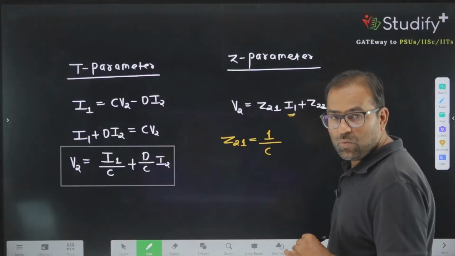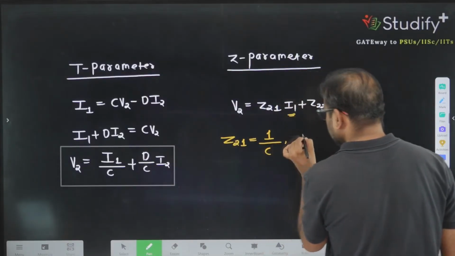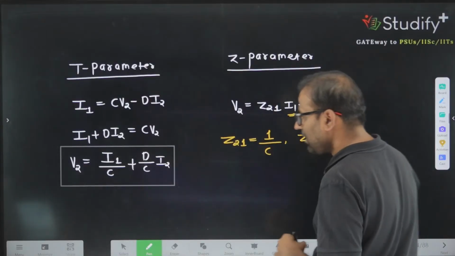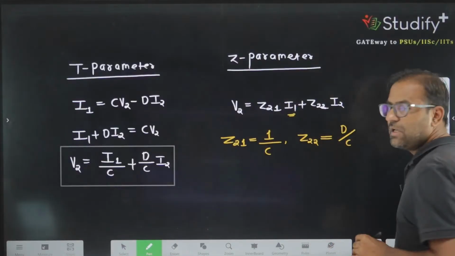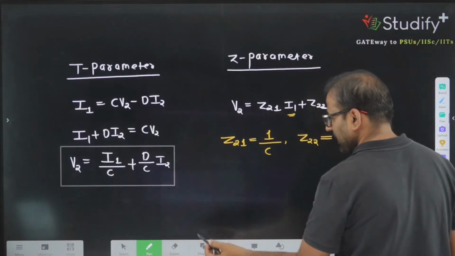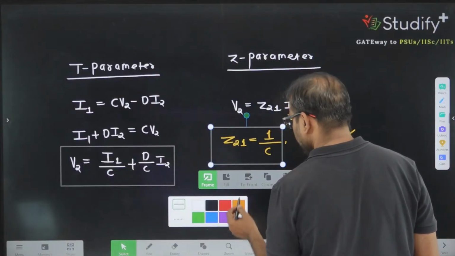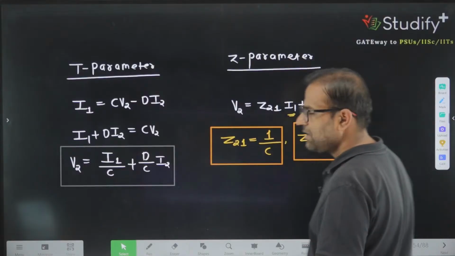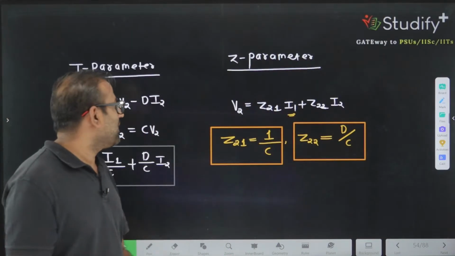What is the coefficient of I2? The coefficient of I2 is Z22, and Z22 can be written as D by C. Here it is Z22 and here it is D by C. So we are trying to establish the relationship between the Z parameters and the ABCD parameters. So this value is one of the parameters and this is another. These two are the equations. Okay, what is next?